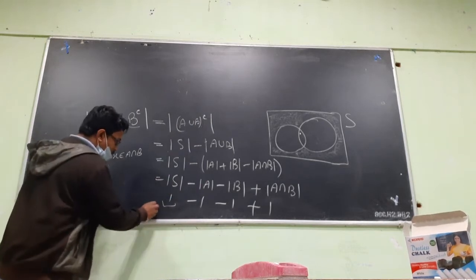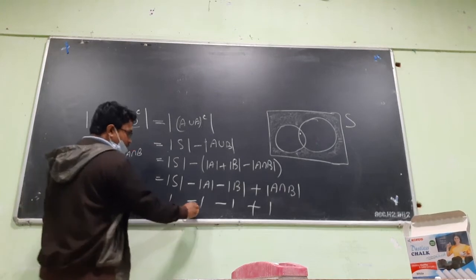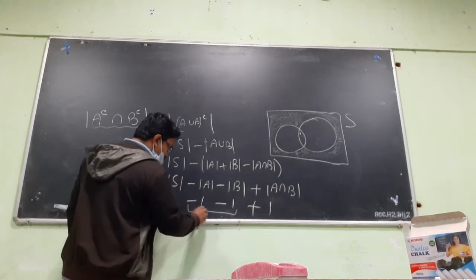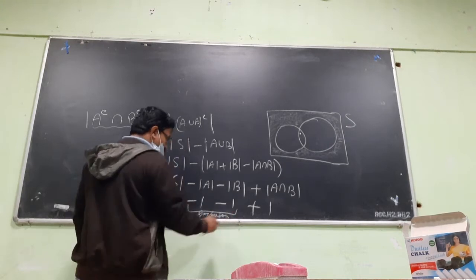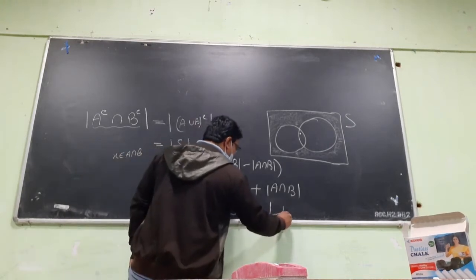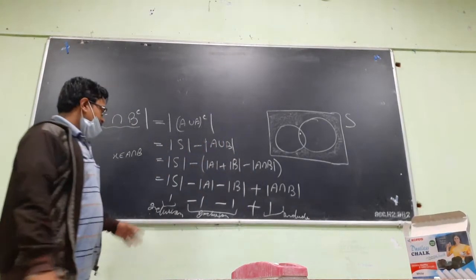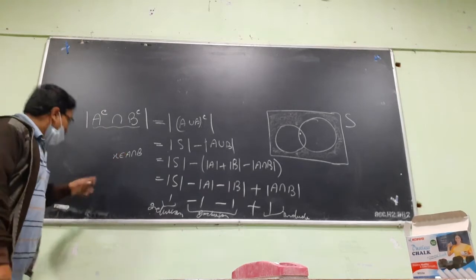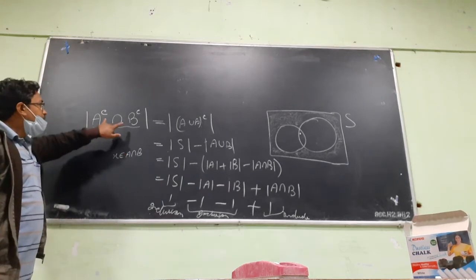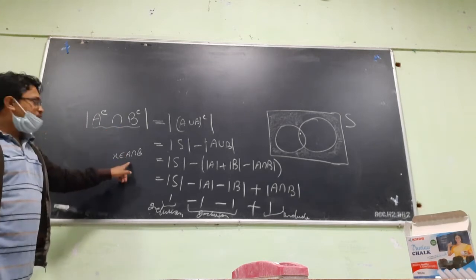This part is the inclusion, and the minus part is exclusion. First we include, then we exclude, and then again we include. So this particular element is being counted ultimately 0 times. That's what we want. This element is not there in the set on the left side, so it should not be counted. So it is counted 0 times.